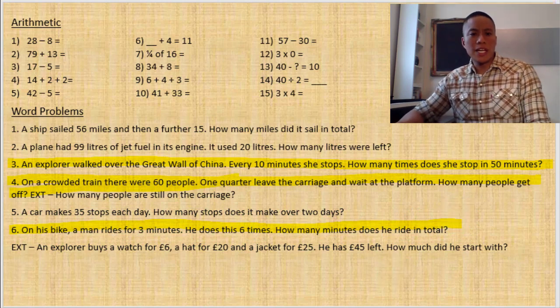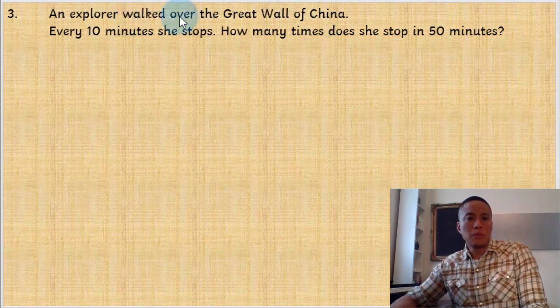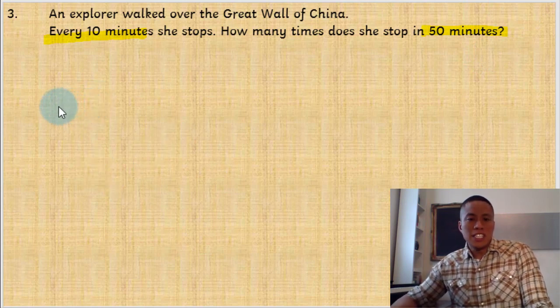Question number 3, let's get on this. Question number 3 says, an explorer walked over the Great Wall of China. Every 10 minutes, she stops. How many times does she stop in 50 minutes? Okay, let me draw a little picture for you so that you can get a good idea of what it is. So every 10 minutes, she stops.